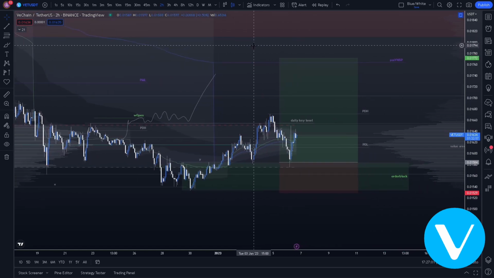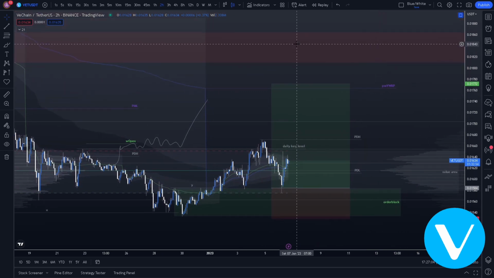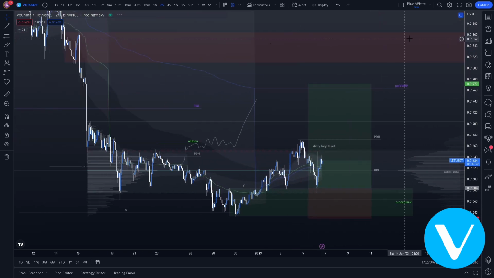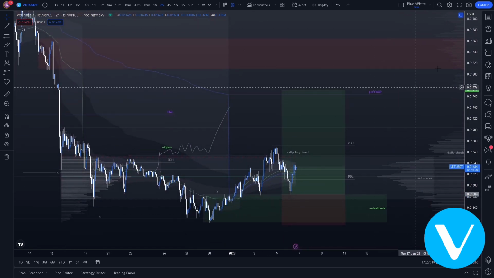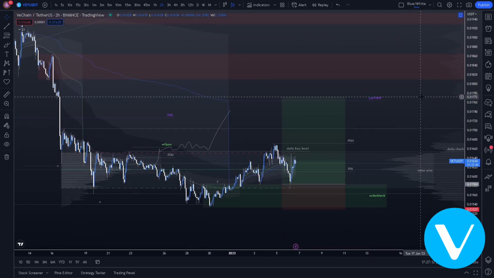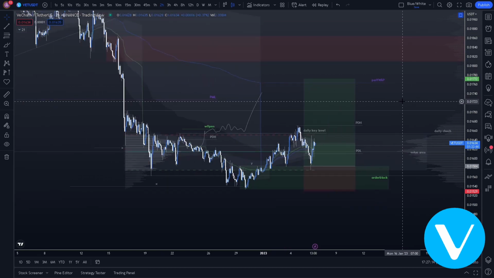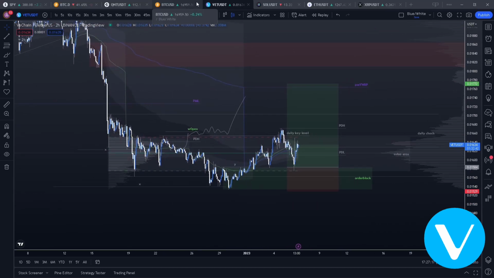And I do believe we have some upside for Vechain here, up into this area of almost 19 cents. This area is kind of an area of interest for shorting for me. But for now, let's look at Vechain on the macro.